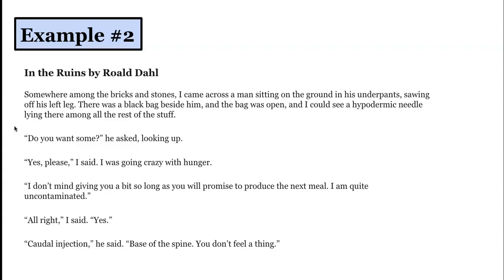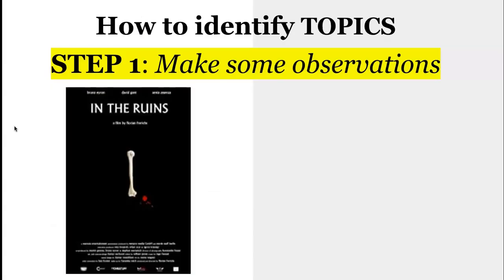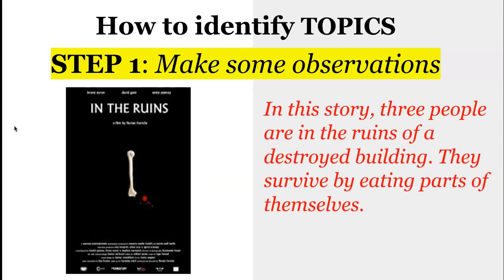Let's look at another example, and this time it's from a text, In the Ruins, that we read last week. This is just the beginning of the text. So remember, step one, make some observations. If I was to try and summarize this text, I might say, in this story, 3 people are in the ruins of a destroyed building. They survive by eating parts of themselves.